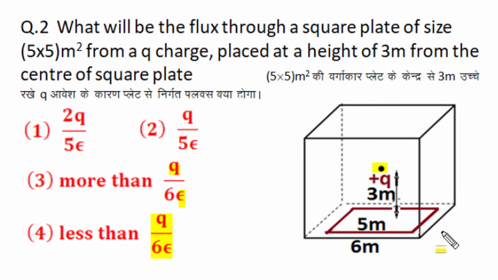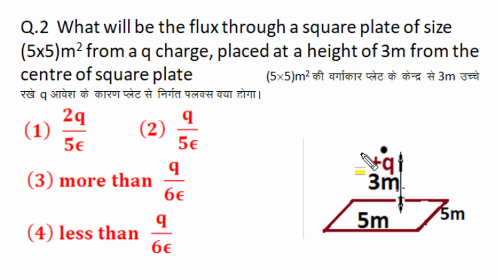Now Q upon 6 epsilon flux is coming from a 6 meter by 6 meter surface area. Now 5 meter by 5 meter is a smaller area, so the net amount of flux from this 5 by 5 square meter area in this configuration is less than Q upon 6 epsilon. This option 4 would be the right choice.